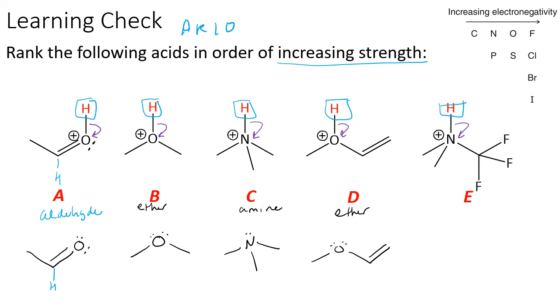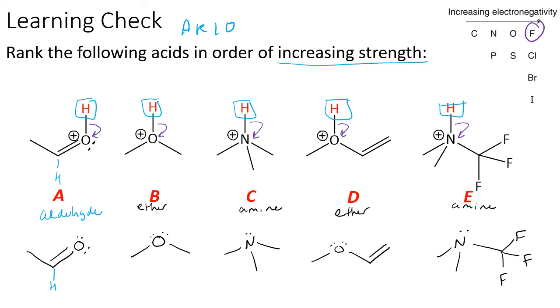E, we're going to be left with nitrogen that has 2 methyl groups coming off, and then a carbon that's bonded to 3 highly electronegative fluoro groups. Notice fluorine is the most electronegative element on the periodic table. And so this is another amine in terms of the functional group.